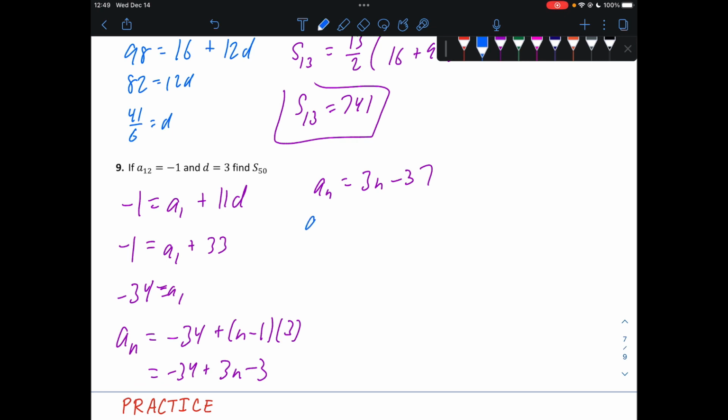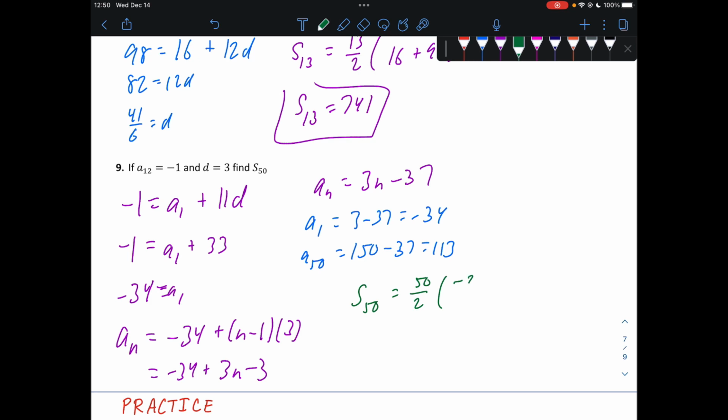So then the 50th term, well, let's find the first term first, I guess. That'd be 3 minus 37, or negative 34. We already got that. And then the 50th term would be 150 minus 37, which is 113. All right, so now, sum of the first 50 terms would be 50 over 2 times first term plus last term. Let's go ahead and type this in our calculators. Sum of the first 50 terms would be 1,975.